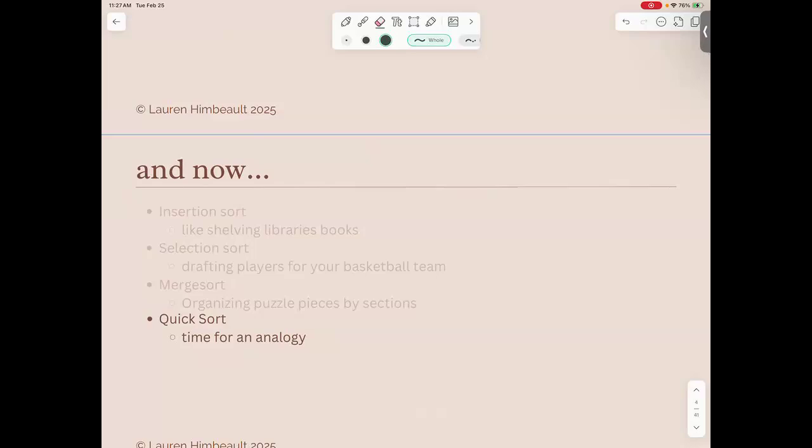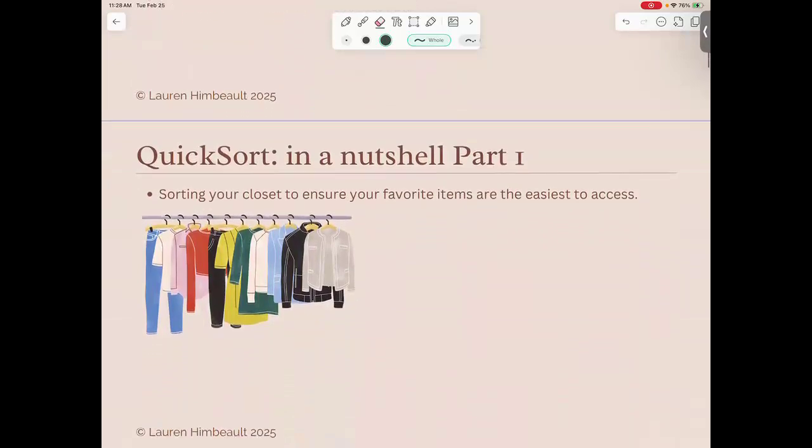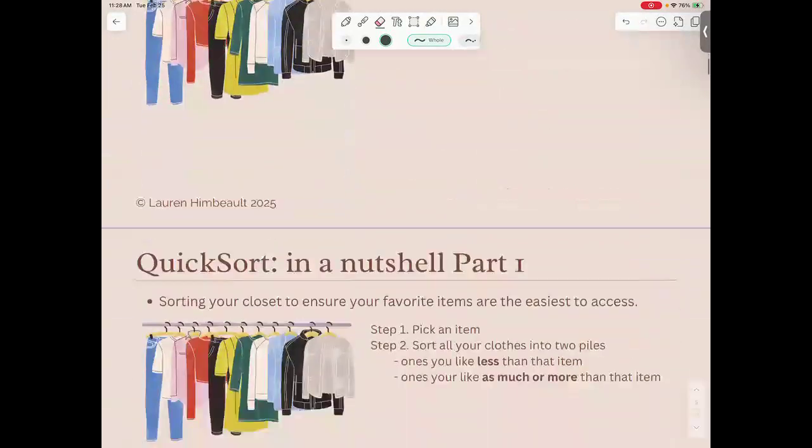So now let's look at QuickSort. And of course, it wouldn't be one of my videos without some kind of ridiculous analogy. So get ready for sorting your closet. Let's say that we have our closet of clothing, and we really want to make sure that the items that we love to wear a lot are the easiest to access because we wear them every day. And the clothing that we don't like as much, or that's only for special occasions, or whatever your sorting criteria, favorite to least favorite, means to you, you just want to be able to put those in that order.